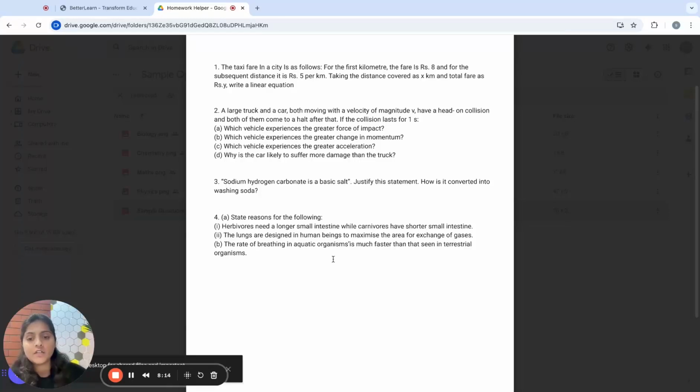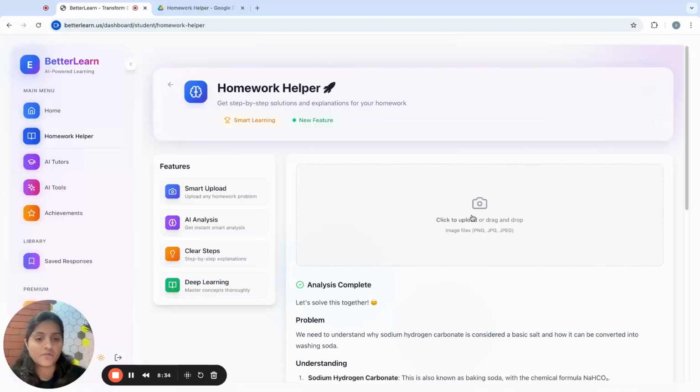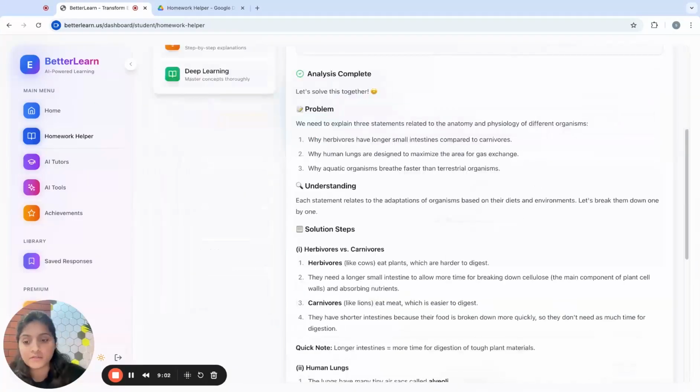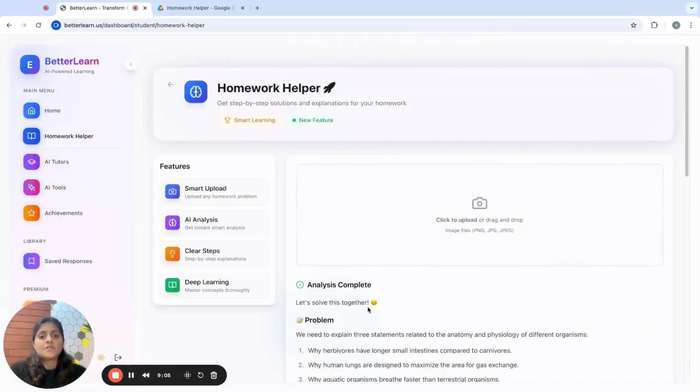So finally, let's try a bio question. The question is, state the reasons for the following. In this also we have two different sections, the first part and then the second part. So let's see how homework helper answers this bio question. So we just upload the bio question here.